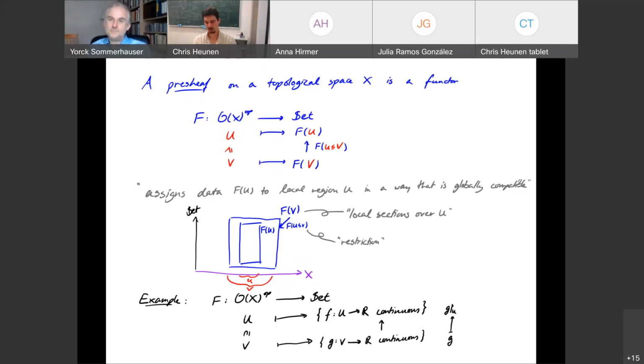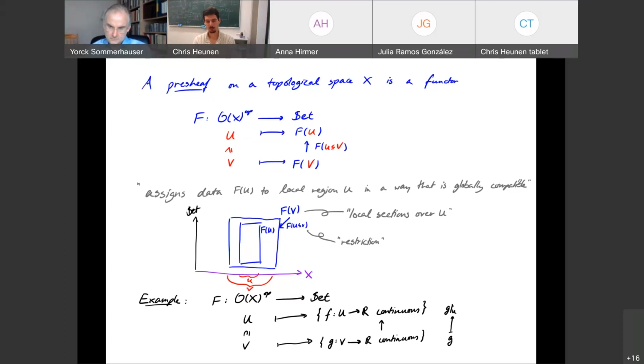Because the following is the classic example that you should keep in mind. I'm going to describe a pre-sheaf on a base space X. Which set of data does it attach to an open U? Well, it takes the set of all continuous functions from U to the real numbers. Right, so the data attached to an open is all functions, all functionals on it, if you like.